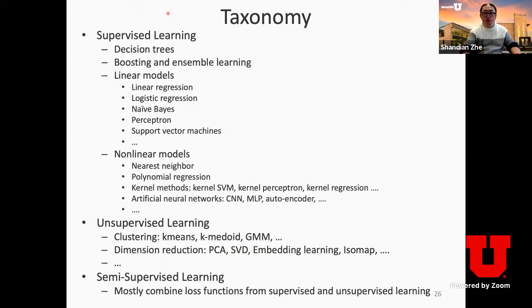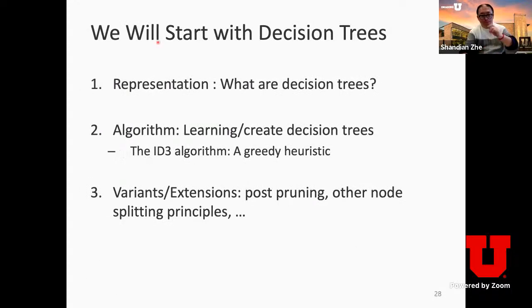Here is a brief taxonomy of different learning methods and learning protocols, which we introduced last week when we walked through the syllabus. And our first machine learning model that we want to discuss in detail is called decision trees. Okay. We'll start with decision trees.